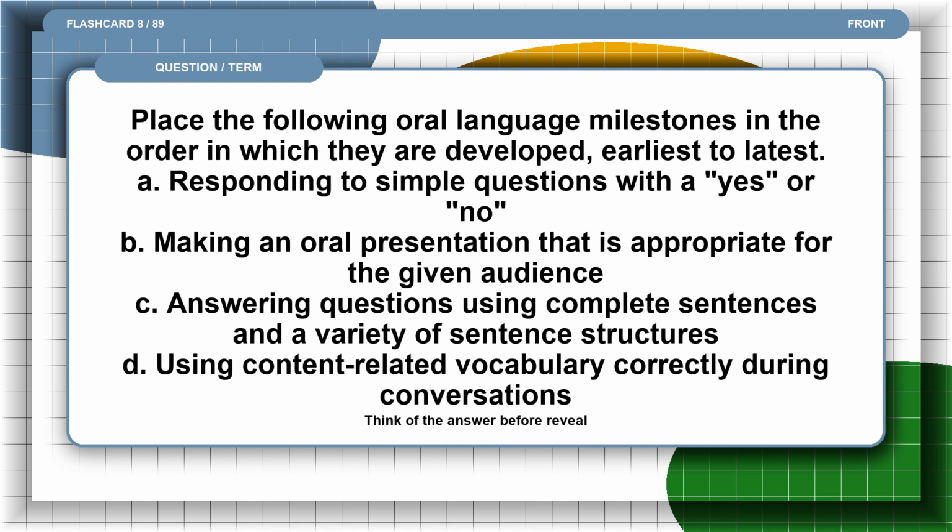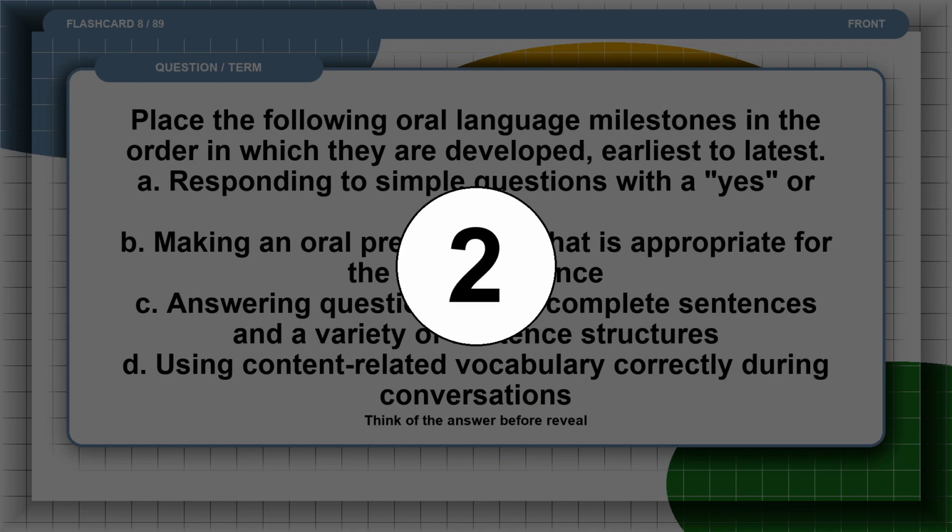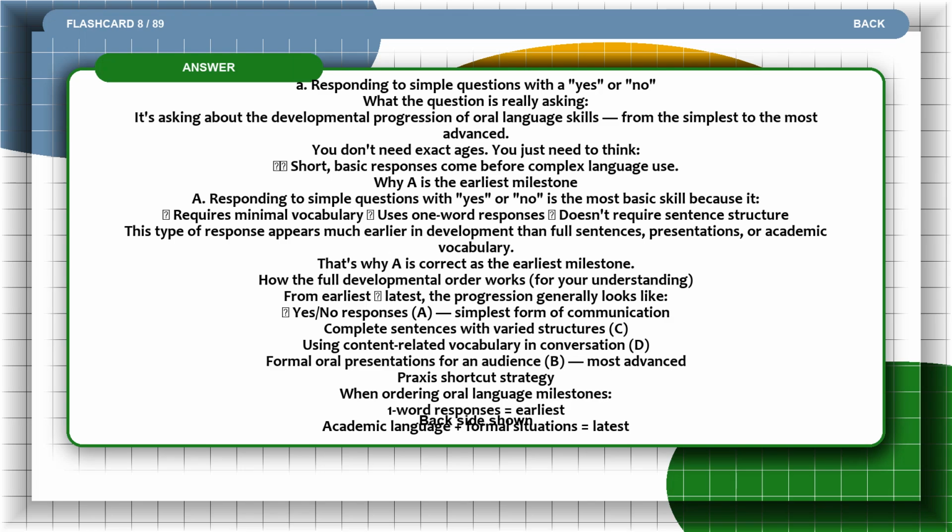Flashcard 8. Place the following oral language milestones in the order in which they are developed, earliest to latest. A. Responding to simple questions with a yes or no. B. Making an oral presentation that is appropriate for the given audience. C. Answering questions using complete sentences and a variety of sentence structures. D. Using content-related vocabulary correctly during conversations. Pause and think of the answer before the reveal. The answer is A. Responding to simple questions with a yes or no.